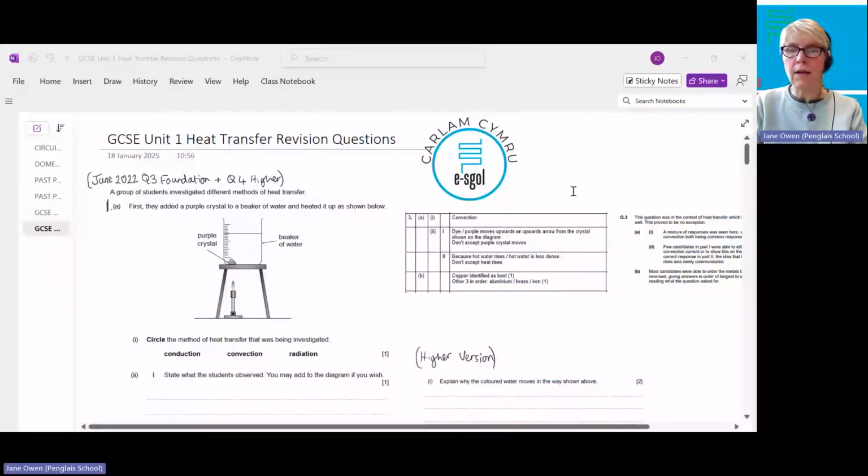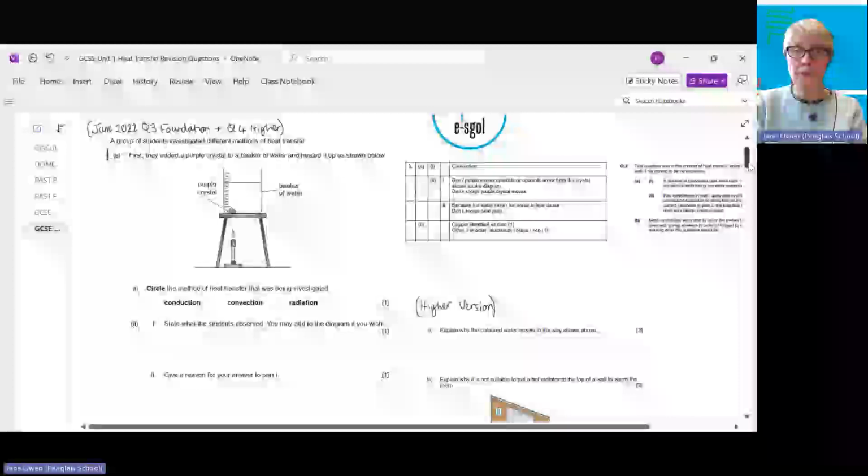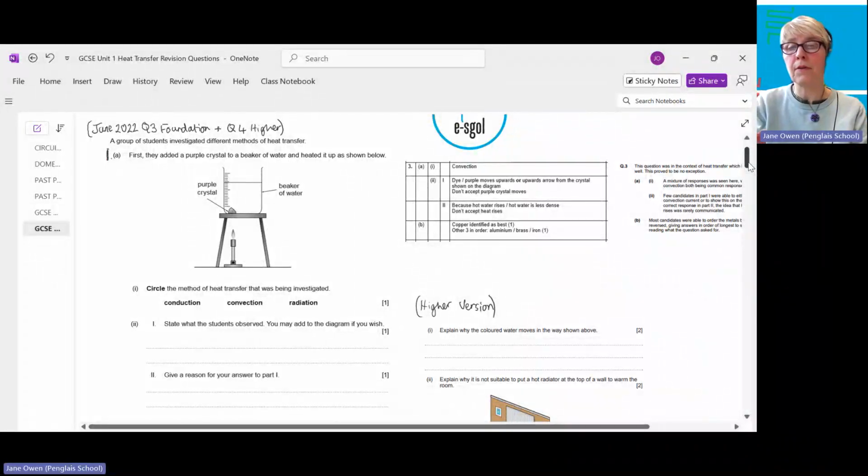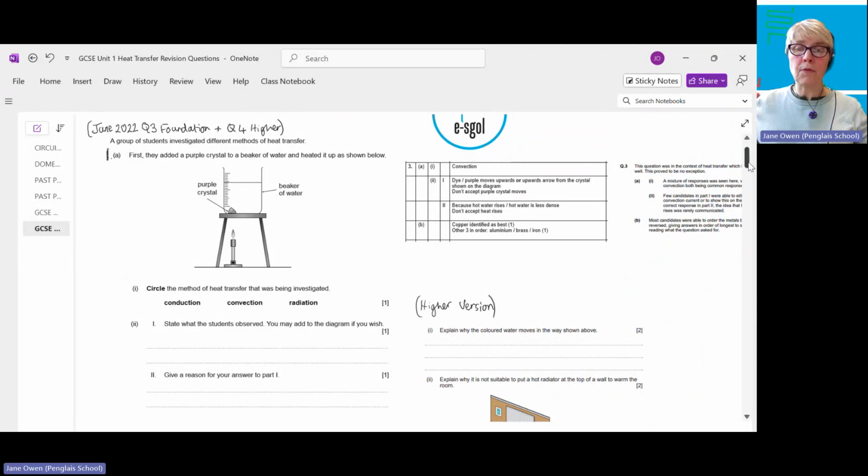Hello, and today we're going to be talking about GCSE revision questions for heat transfer. That's for the Unit 1, the Year 10 exam. If I share my screen with you, we are looking at a mixture of higher and foundation questions. The first one here is the foundation, and to one side I've put the higher equivalent, so that you can see that by revising both, it will be helpful.